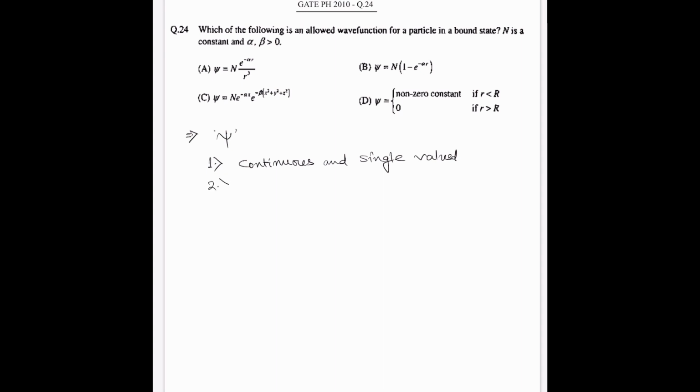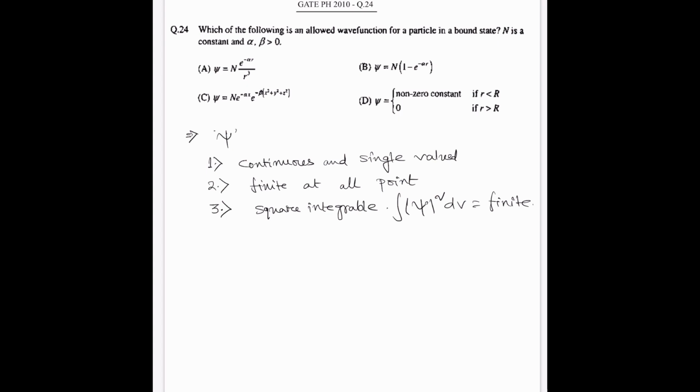The second property is that psi should be finite at all points. And the third property is that it should be square integrable. That is, the integration of mod square of psi should be finite. So let's check for each option if these properties are satisfied or not.